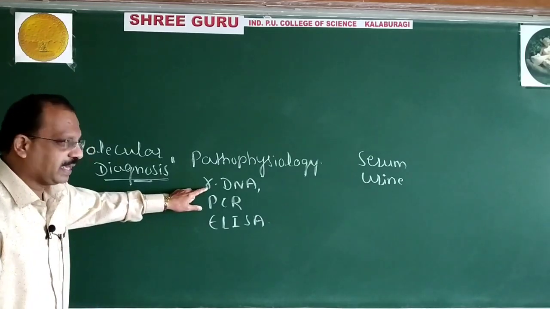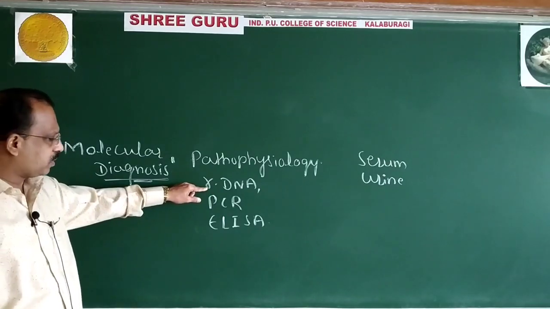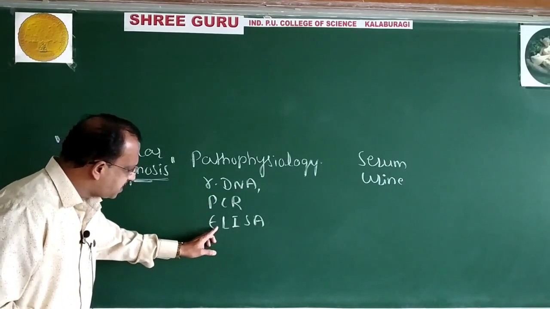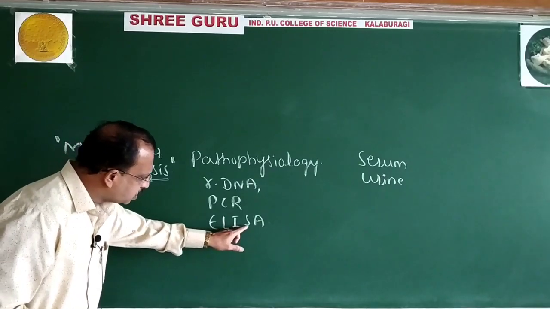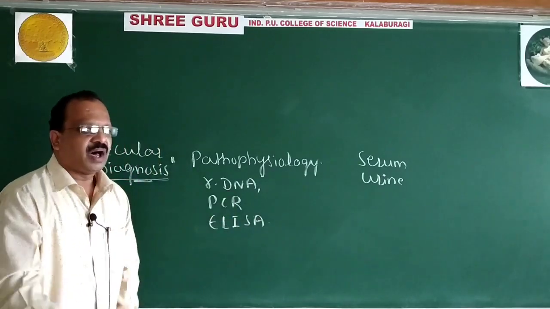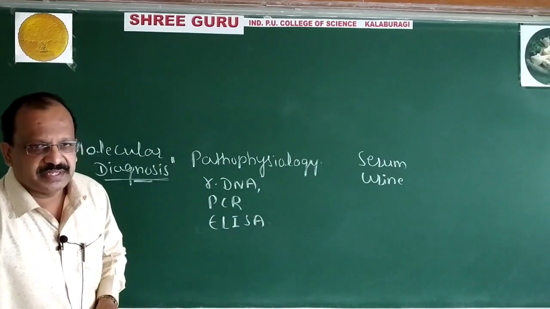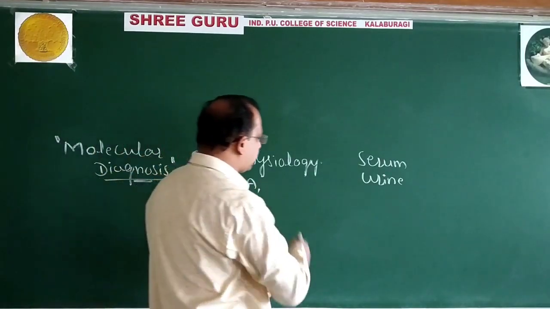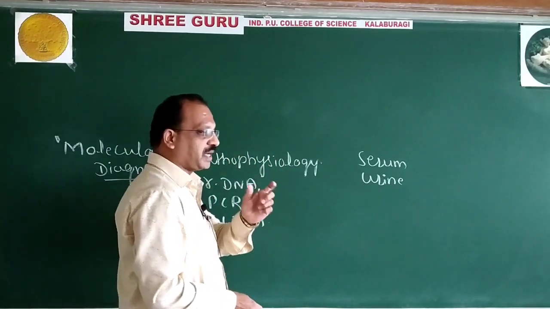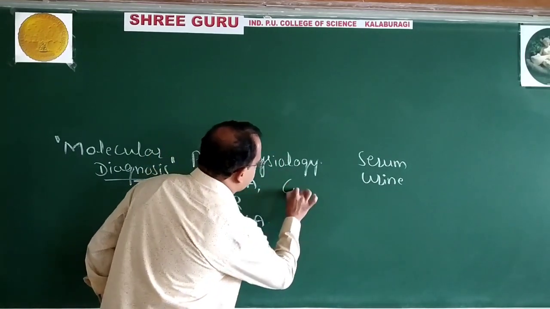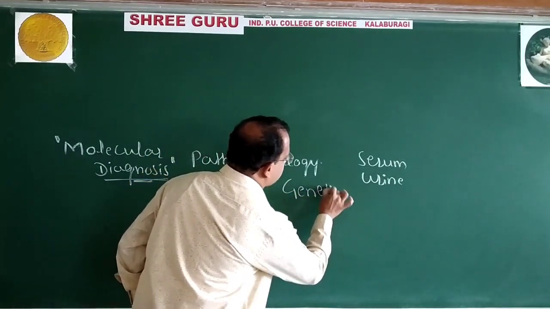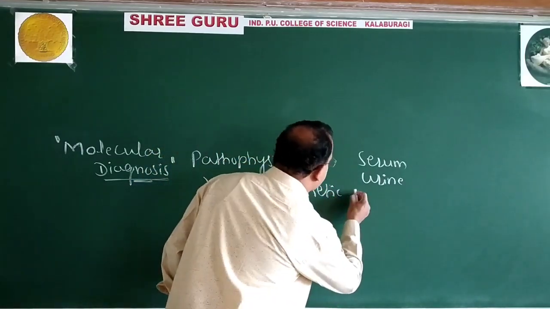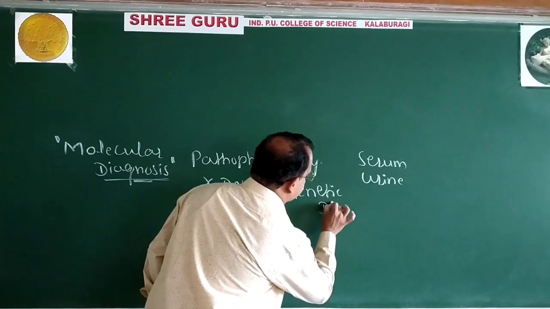Modern techniques like recombinant DNA technology, polymerase chain reaction, and enzyme-linked immunosorbent assay test are used to identify the diseases in the initial period. So these modern techniques are used to study genetic diseases or genetic disorders. They are used to identify genetic disorders.